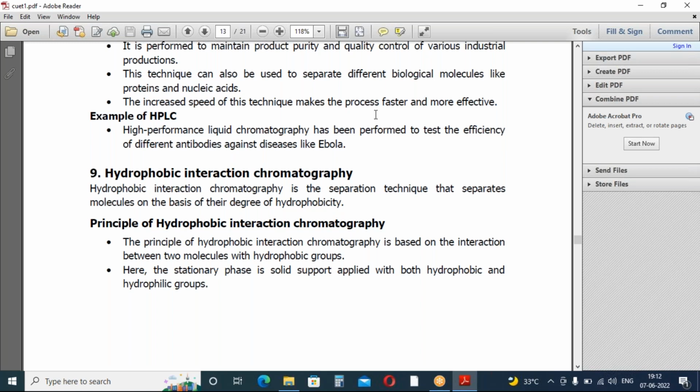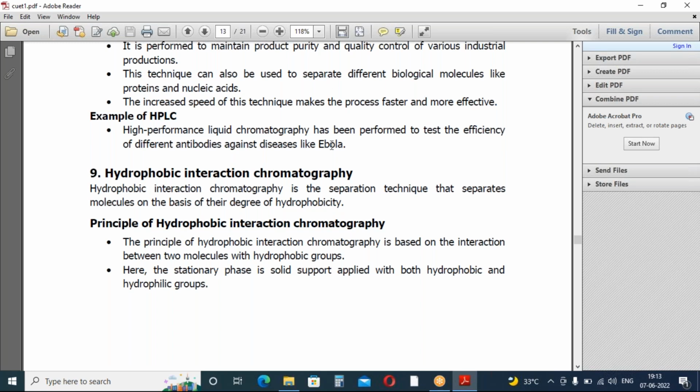Next, coming to hydrophobic interaction chromatography. This is also a separation technique, and it is mainly based on hydrophobicity. What is meant by hydrophobicity? Hydrophilic is there, hydrophobic is there. Hydrophobic means the water-hating ones. Here we use water-hating molecules, and that causes the separation.